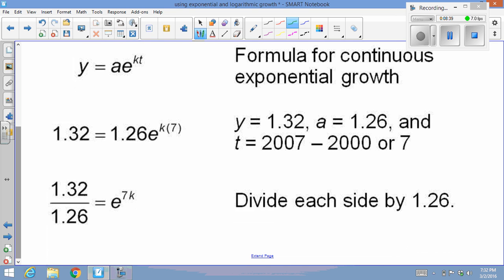So I get 1.32 divided by 1.26. And if you can, it's best to try to hold on to that and not actually do the division. We'll do the division in just a little bit, but if you wait to the very end to do all of it, it gives you a better answer. So from there, we need to get the exponent. Since I need to get the exponent, I'm going to take the natural log of both sides.